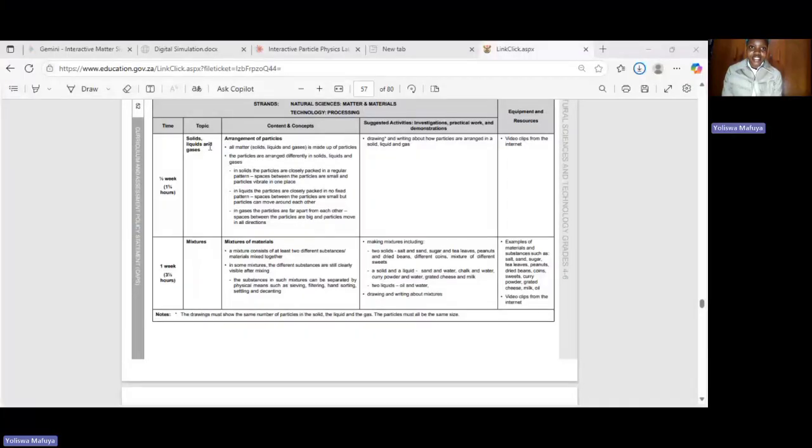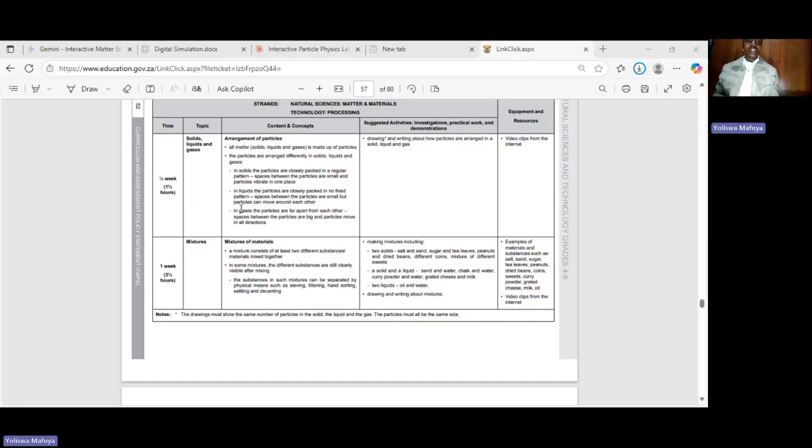So here we have our topics, solids, liquids, and gases, right? And it already tells you the concepts and the content they must be taught. For example, all matter is made up of particles, and it also explains how they're closely packed in a regular shape. The liquids, how they're not in a fixed pattern, but they do take the shape of a container and are small but can move past each other. And then we have gases, where the particles are far apart from each other, right? They move in different directions.